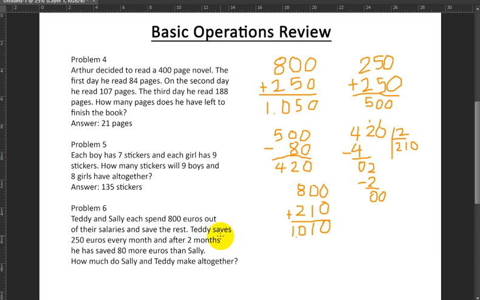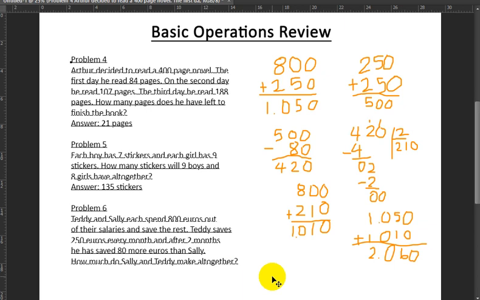But the question wasn't how much does Sally make. The question was how much do Sally and Teddy make altogether? So I need to add up their salaries. So that would be 1,050 plus 1,010, sorry. And what we would get here is 2,060. So together, Teddy and Sally make 2,060 euros.